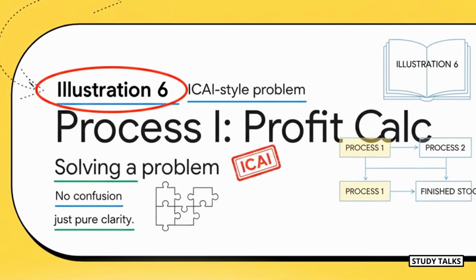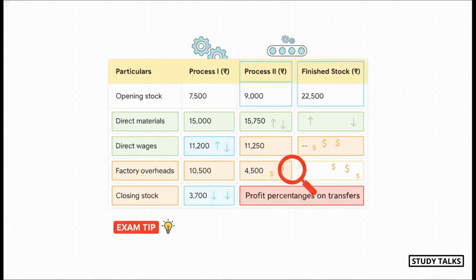Okay, enough theory. The best way to master this is to get our hands dirty with a real ICAI-style problem. We're going to break down illustration 6 from your study material, piece by piece. Let's make this crystal clear. So, here's the data for our problem. We've got two processes, a finished goods account, opening and closing stocks, all the usual costs, and, most importantly, those profit percentages on transfers. I know it might look a little overwhelming, but trust me, we're going to take it one account at a time.